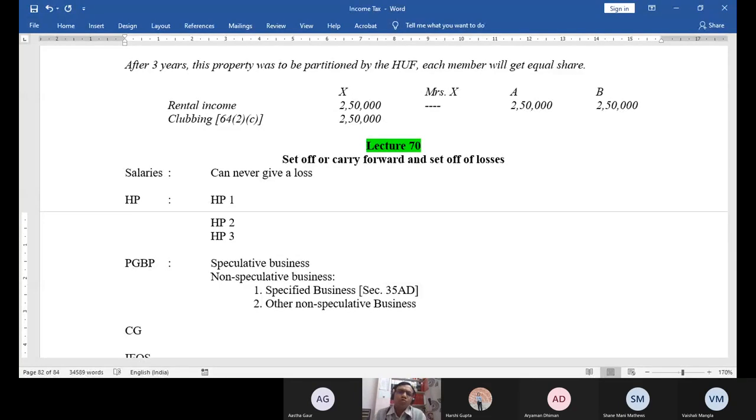So in the PGBP head, there can be two types of businesses: non-speculative and speculative. Within non-speculative, there are further two categories: a specified business written in section 35 AD, or other business. Capital gain. Now there are two types of capital gain or loss: short-term or long-term.